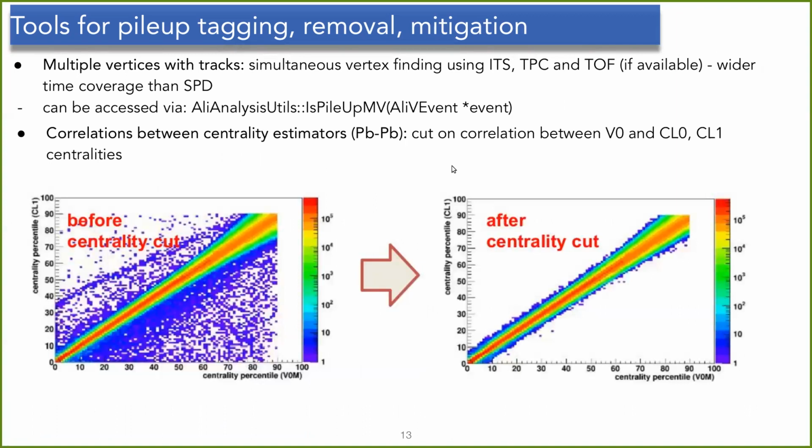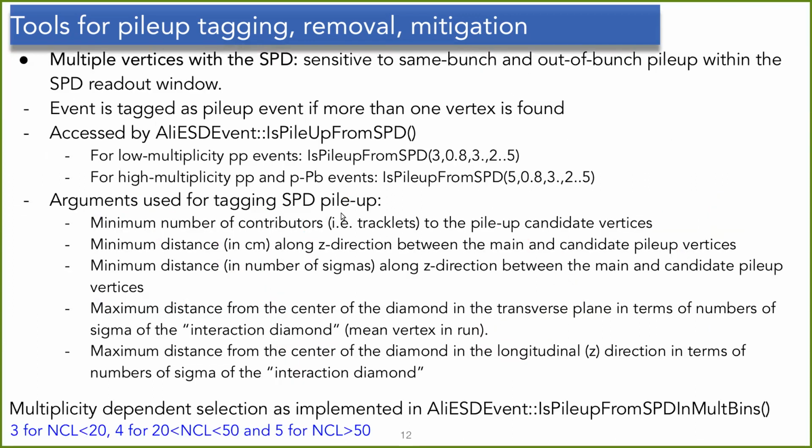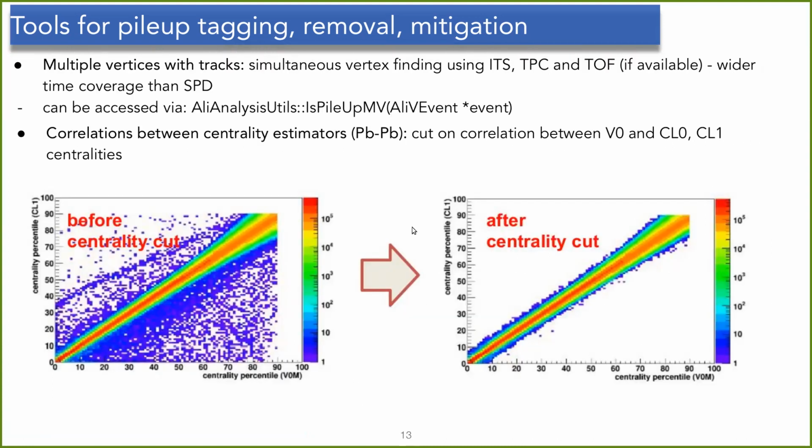Now, one can also reject multiple vertices which are reconstructed from the tracks. In the previous example, these multiple vertices were reconstructed from the information of the SPD. Here you can also reconstruct the vertex by taking the track information from ITS, TPC, and TOF. You can find the multiple vertices and you can reject them. You can do it by using IsPileupMultipleVertex.